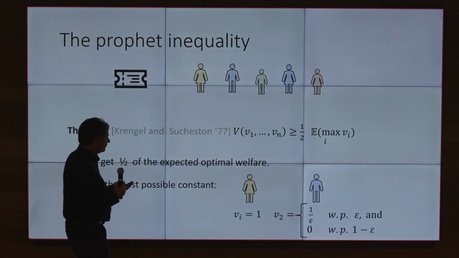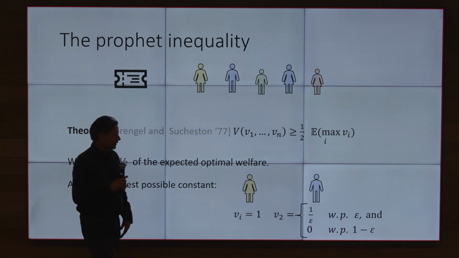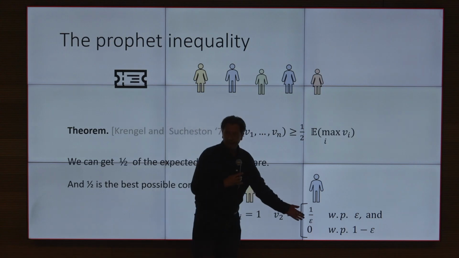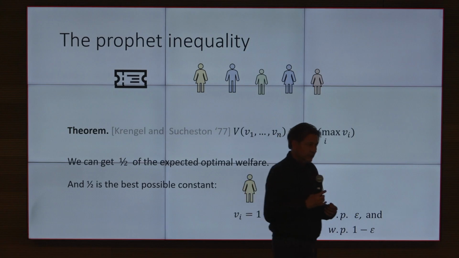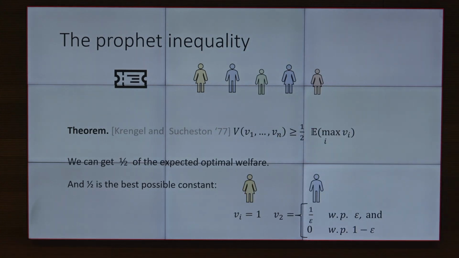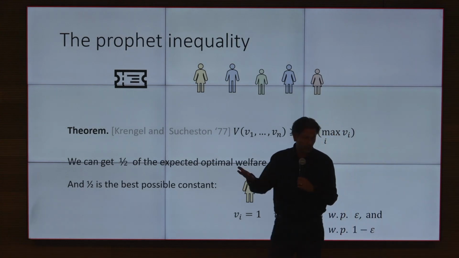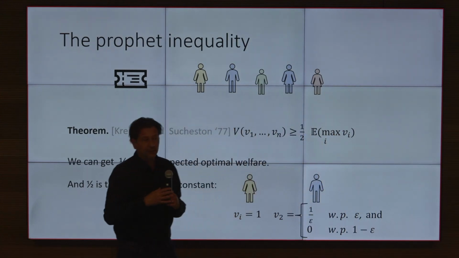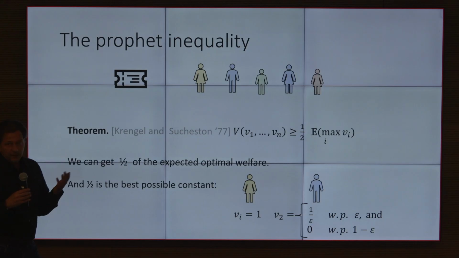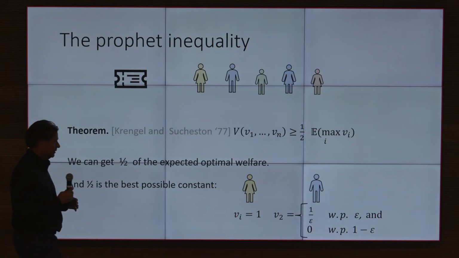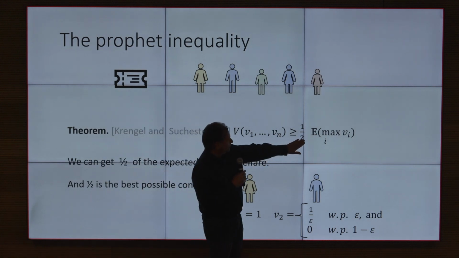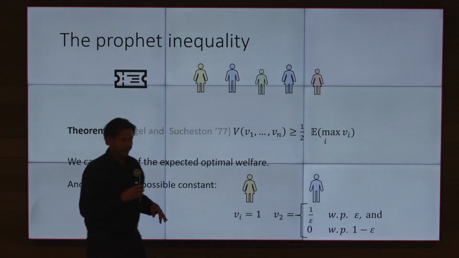But the expectation of the maximum, so the prophet, will first see this random variable. With probability epsilon, it will get 1 over epsilon, so 1. And with probability 1 minus epsilon, it will take the second one, so another 1 minus epsilon. So it's going to be 2 minus epsilon. Epsilon is arbitrarily small, so the ratio between these two things is 1/2. So it's clear that we cannot put 0.51 here in this theorem.